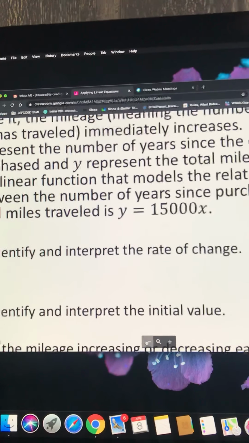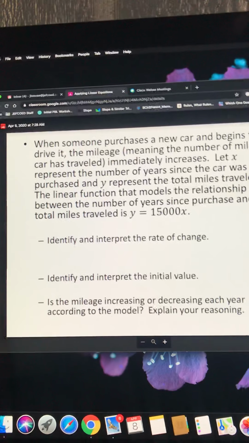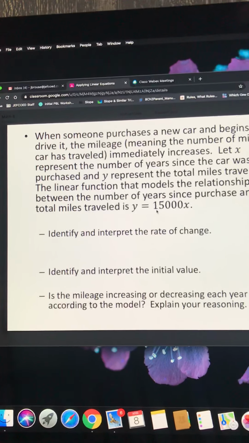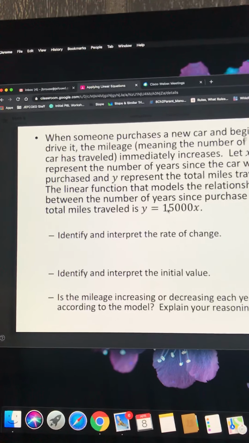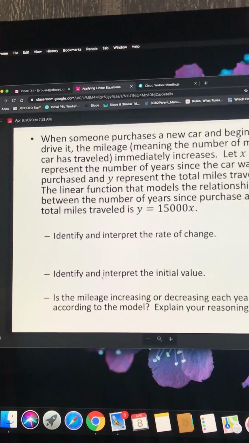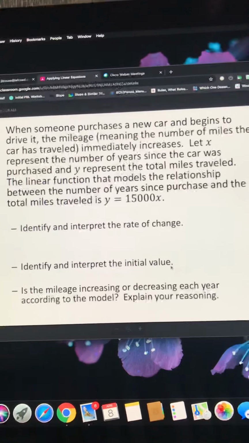And it says interpret the rate of change. So 15,000 means what? That's the number of miles you put on the car every year. All right. Identify and interpret the initial value.